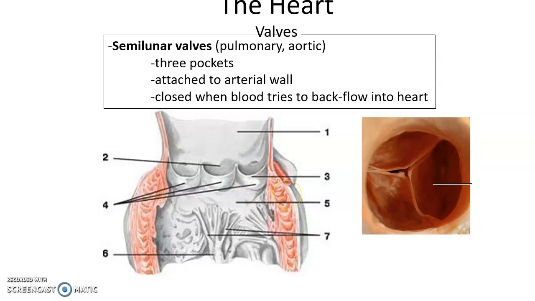And then when the ventricle relaxes, blood will backflow a little bit. It'll fill up these little pouches, causing the valve to close, preventing blood from backflowing into the ventricle. Again, we do not want that. We do not want the valve to backflow into the ventricle.